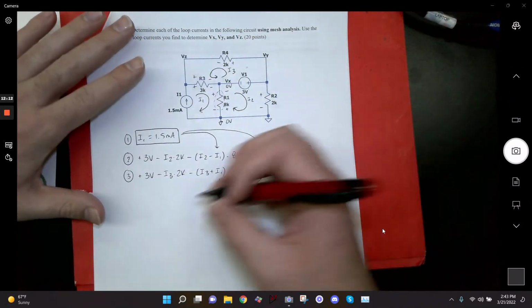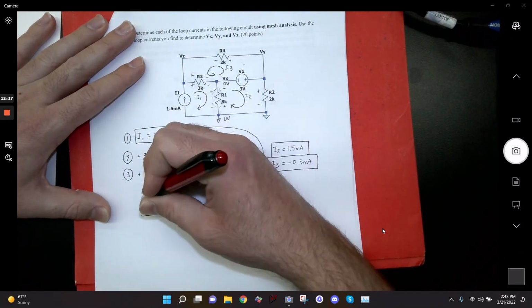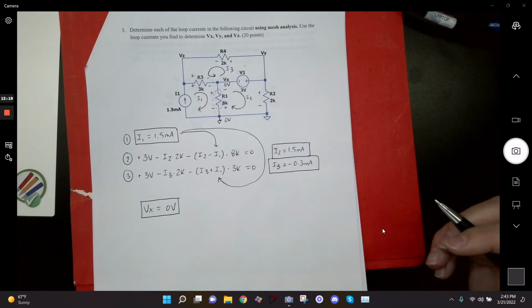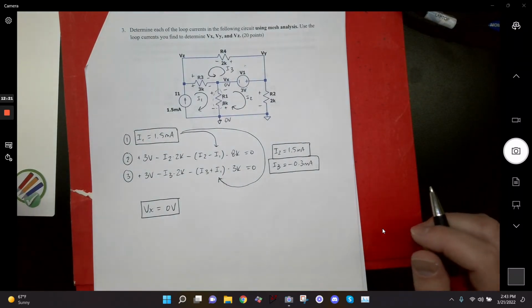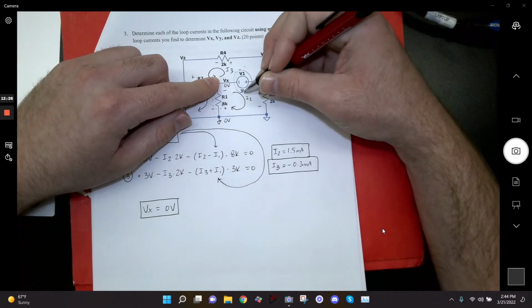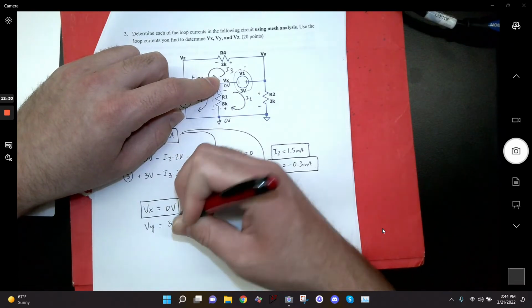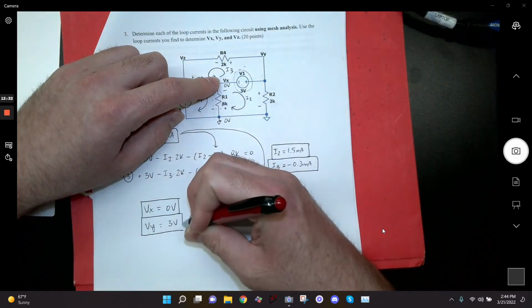I know some people asked me, like, they thought they did it wrong because they got Vx equals 0, but that's correct. Alright? So now I've got 0. I can find Vy because I just have a voltage source here, right, of 3 volts. I'm going up by 3, so my Vy is just going to be 3 volts. Okay?